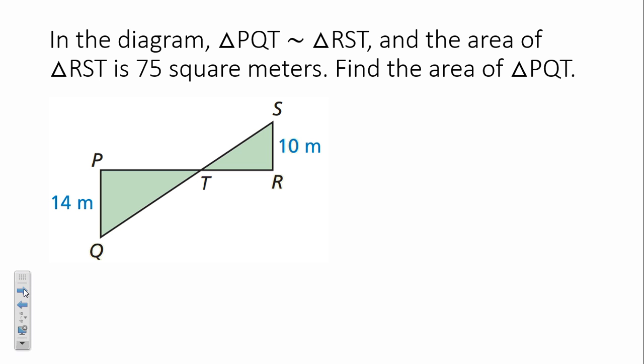So let's look at this example. This is one I write down, so you have an example of how to do it. We have two triangles. They gave us two side lengths, one of each triangle, and they also gave us an area. They want us to find the other area. So this triangle has an area of 75 square meters. We want to find the area of the larger triangle.